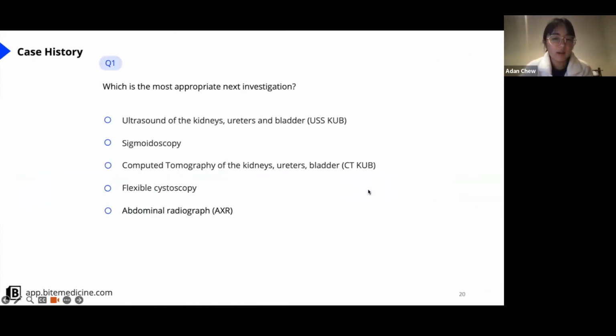Would it be an ultrasound of the kidneys, ureters, and bladder? Would it be a sigmoidoscopy? Would it be a CT-KUB? Would it be a flexible cystoscopy, or would it be an abdominal X-ray? Just a couple of seconds for people to give it a go.